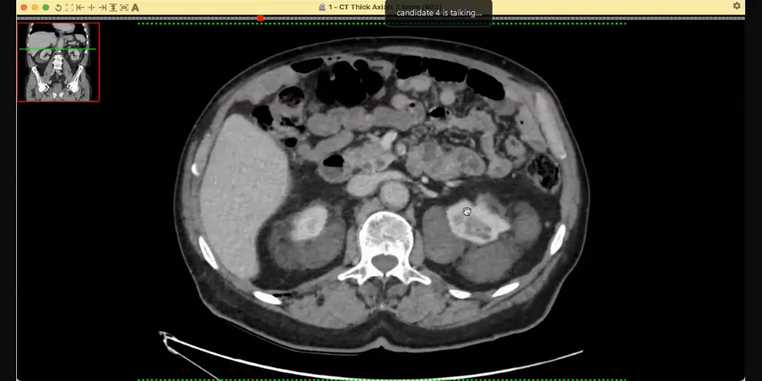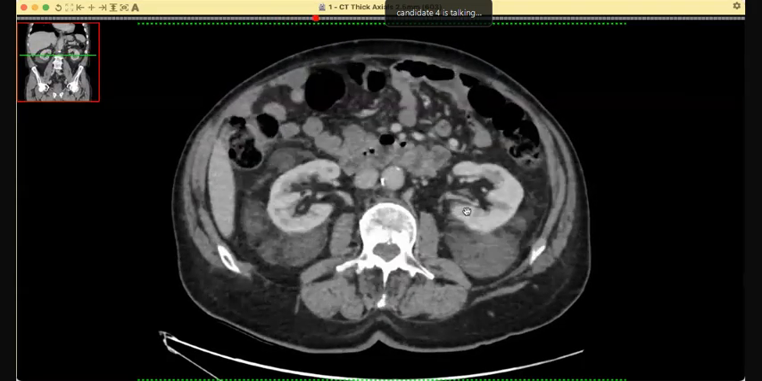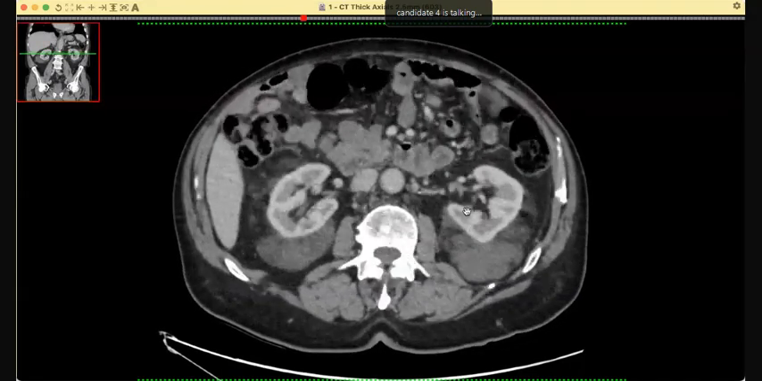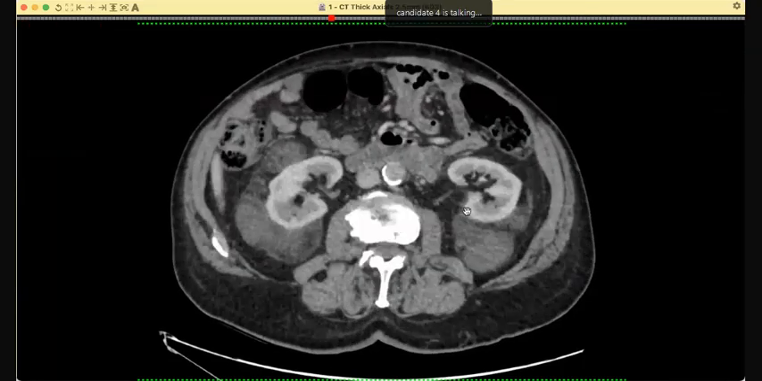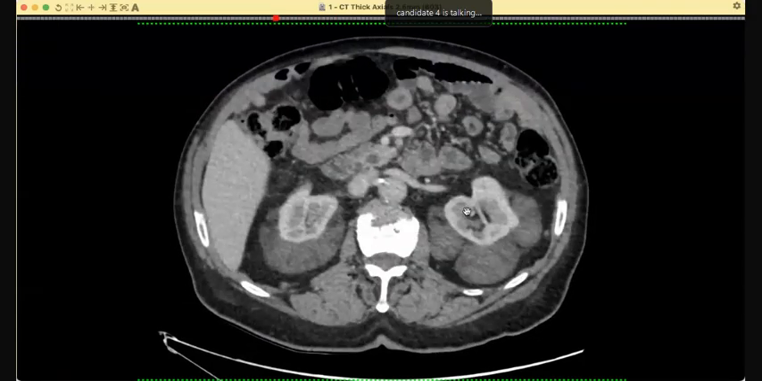So these could be simple cysts as well. Okay. The simple cyst doesn't show any fat components. So, do I have any other images, like delayed images? Sir?